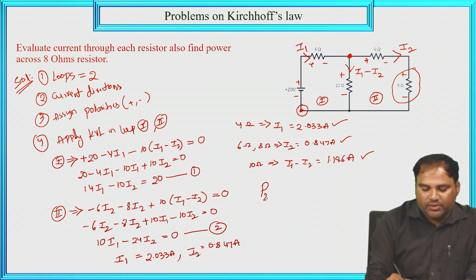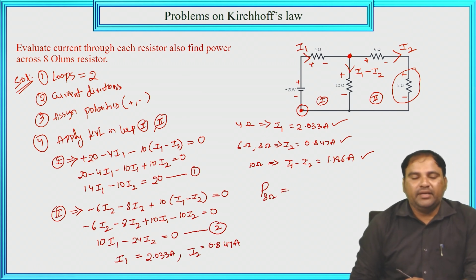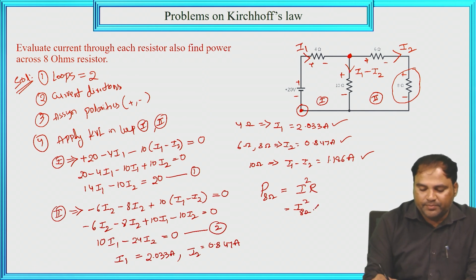So power through 8 ohm. Already we know the equation: P is V into I, or I square R, or V square by R. Here I am taking the I square R equation. Here I is nothing but the current through 8 ohm, that is I at 8 ohm square into resistor.